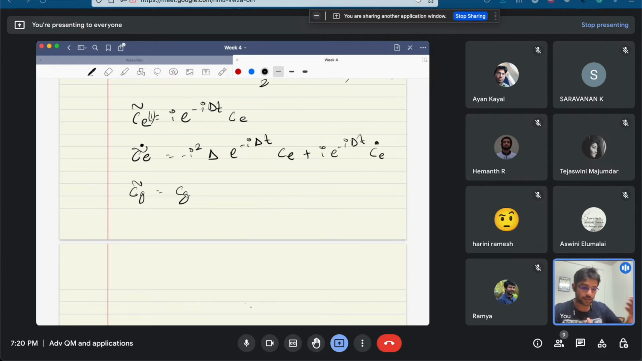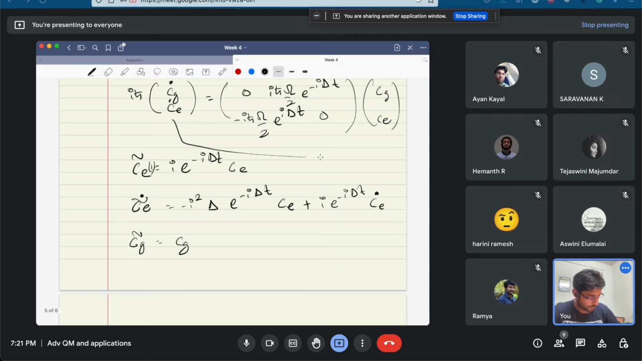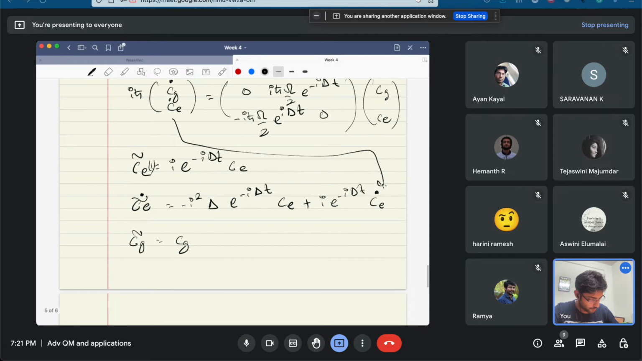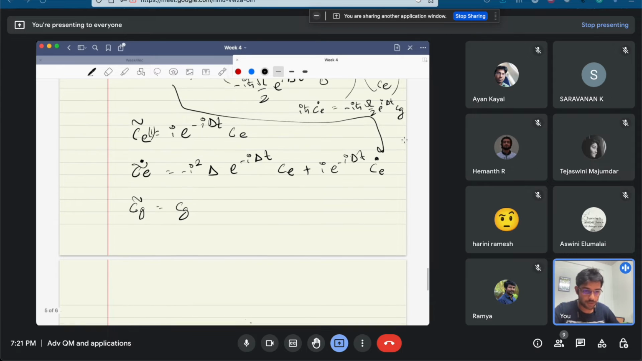You keep it, but since we are using the tilde form, we are going to substitute all of them into the tilde form. Now, if you substitute your CE dot from here into this, your CE dot essentially is written in the form minus i h bar omega naught t. If you have any questions at any point of time, just ask me.